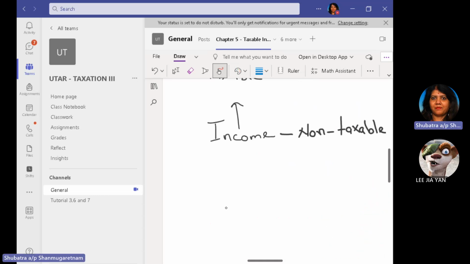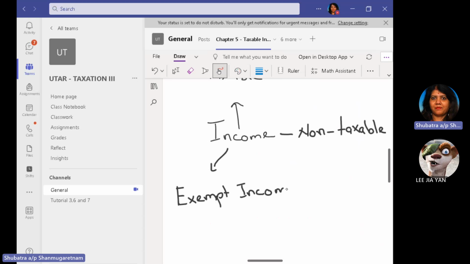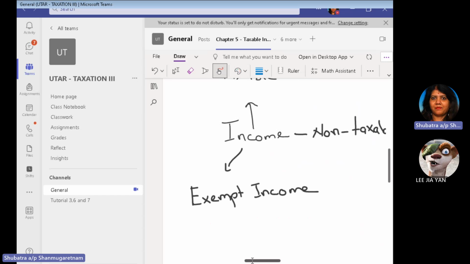All right, guys? Now, you have the next source of income. What is known as your exempt income. Please remember, non-taxable income and exempt income, two different things.